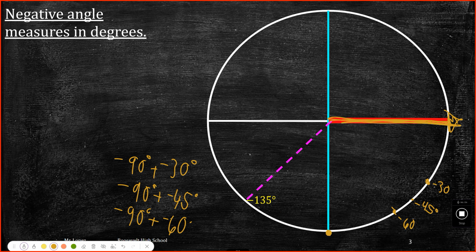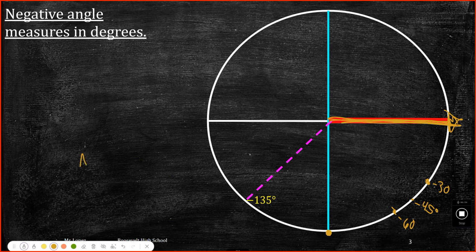Negative 150. It's what we just had before, just going in the other direction. Then here it's going to be what? Negative 180. And then we start over again.